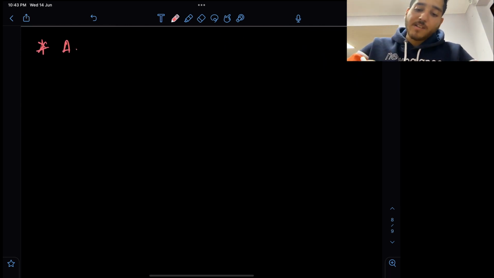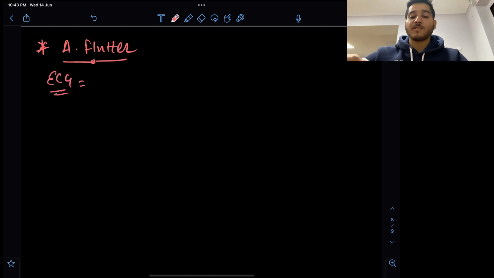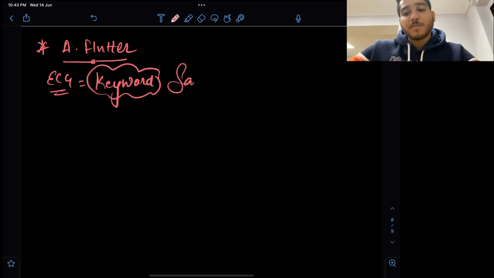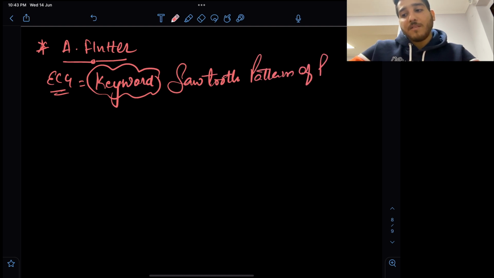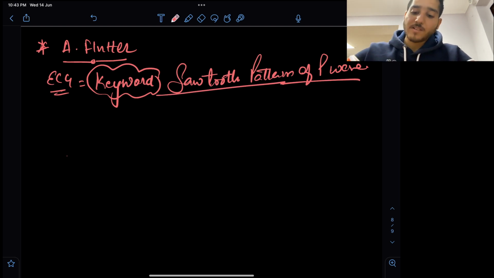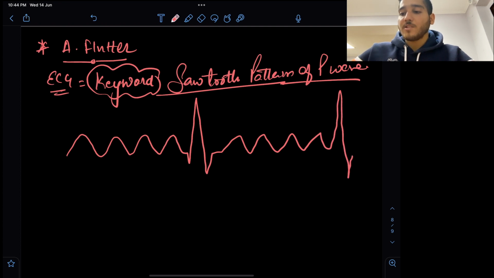Then comes atrial flutter. The ECG for atrial flutter will give you a keyword, and that is sawtooth pattern of P waves. I'll explain what this sawtooth pattern of P waves means. Let's say this is a P wave, again a P wave, and then QRST comes. Then again a P wave, and then again a QRST comes.